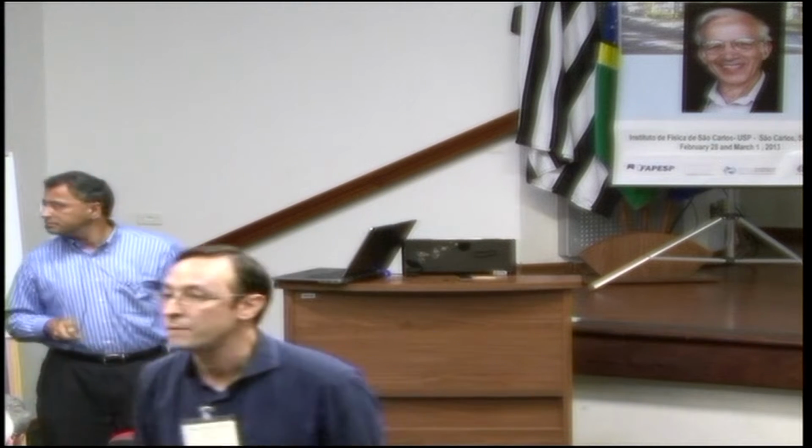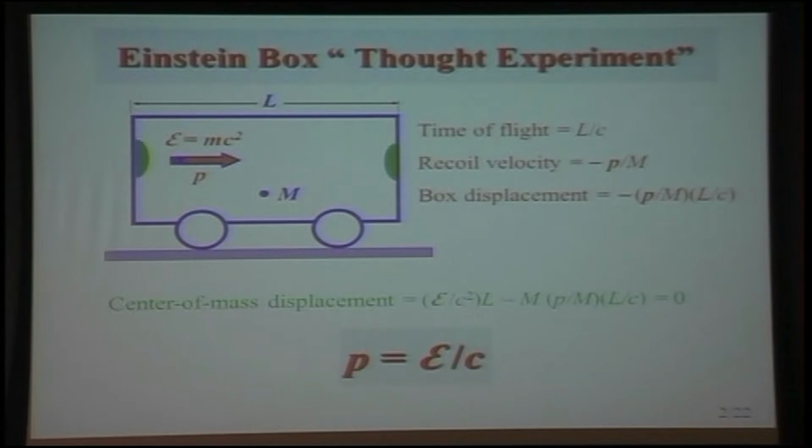So the momentum is given by the energy divided by c, speed of light in vacuum. And if it's a single photon, its momentum is h bar omega divided by c. That would be the well-known momentum of light in vacuum.